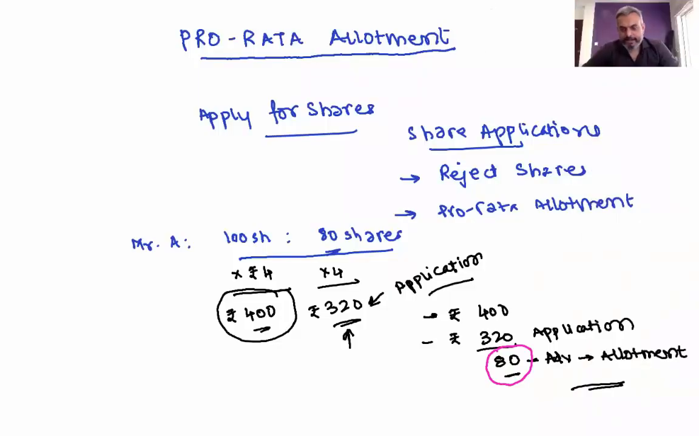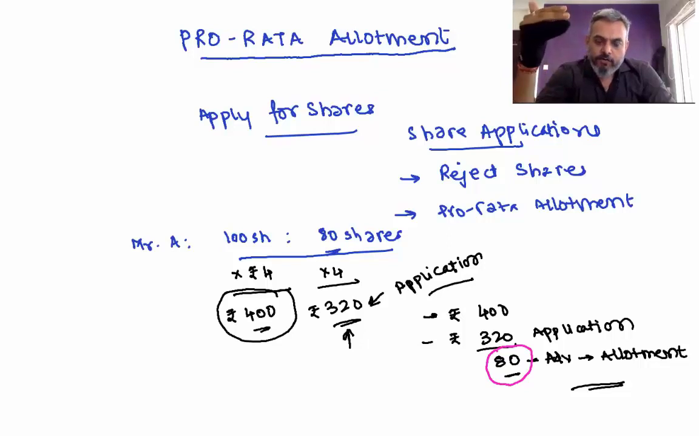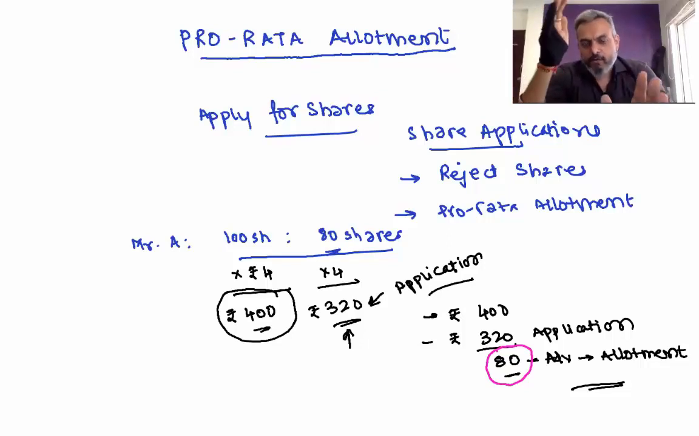Once again, I'm explaining the concept to you. The company keeps on receiving lots of applications from shareholders. Now the company cannot issue more shares. They can issue only those shares which form part of their issued capital. So even if the subscription is more, they cannot issue more shares. There is a limit on that. So what will the company do?